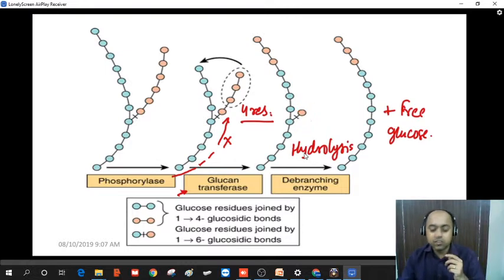We are cleaving the branch, so we call the enzyme the debranching enzyme. You are removing the branch, so it is called the debranching enzyme, but this debranching is done by hydrolysis, so we get the free glucose. Remember, this dashed line indicates alpha 1,6 linkage or the branch site.